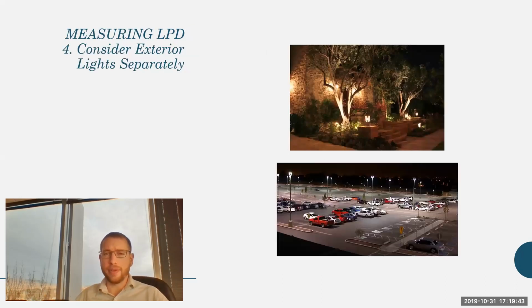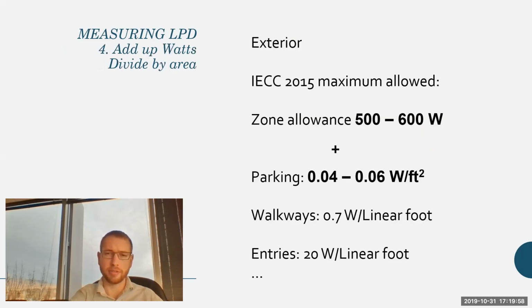Exterior, you might have some accent lighting on the building, maybe some security lighting, and some parking lot lighting. Those are considered separately, so don't add those into your interior lighting power density calculations. The way you add these up is a little bit different. You're still adding up the watts, but sometimes the allowance is given per linear foot, depending on if it's a walkway, looking at the perimeter of the building. Same with entries.